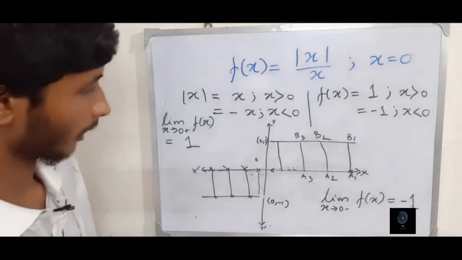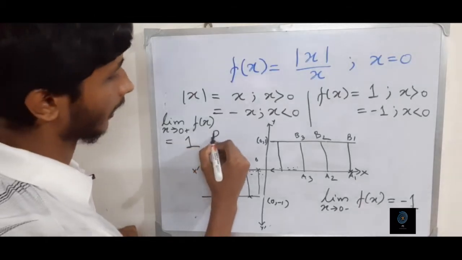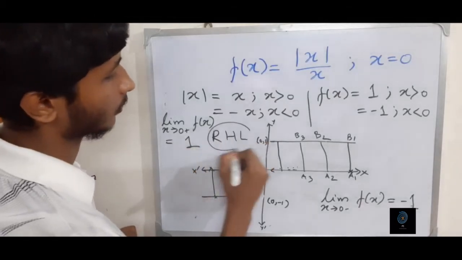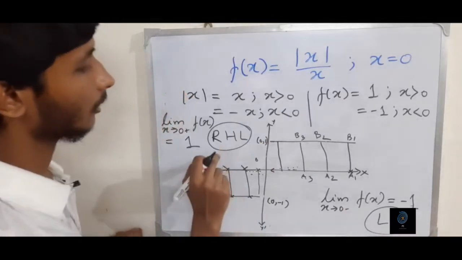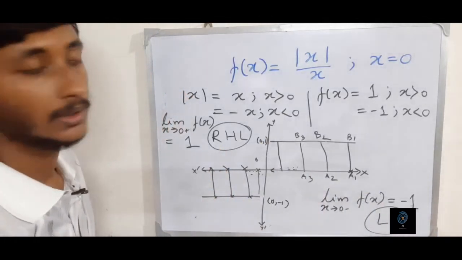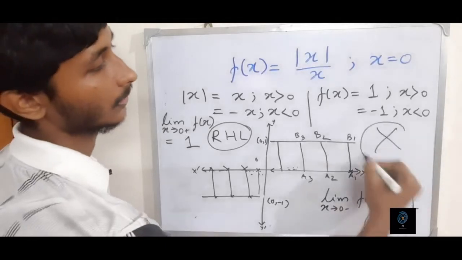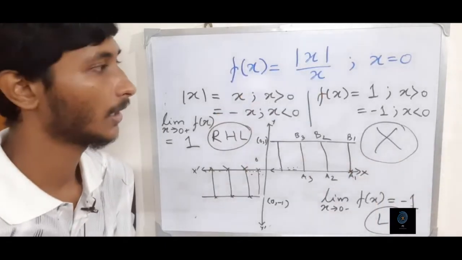So what do we have? This is our right hand limit, which is 1. This is our left hand limit, which is -1. So although the right hand limit and left hand limit both exist, they are not equal. So in this case, we will say that the limit of this function at the point x equal to 0 does not exist.